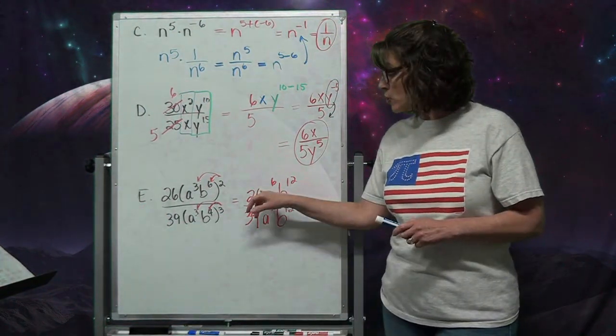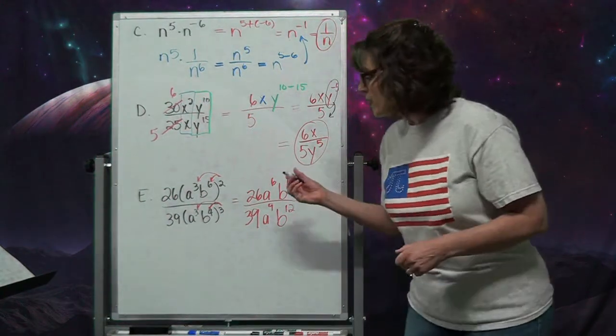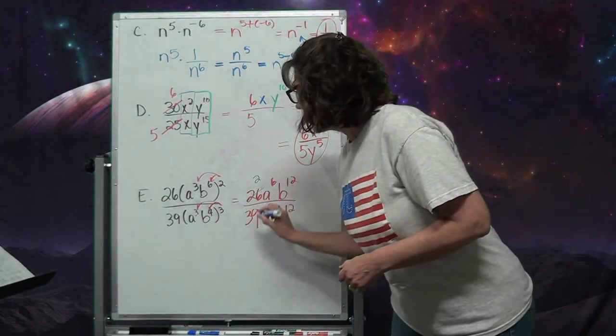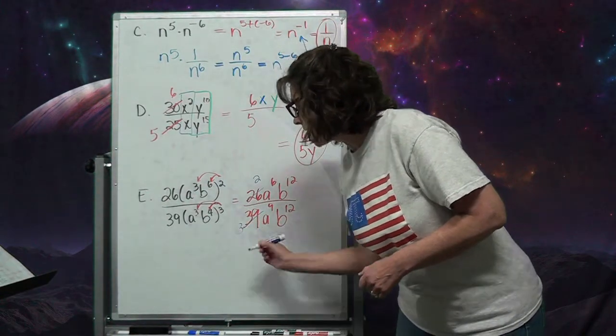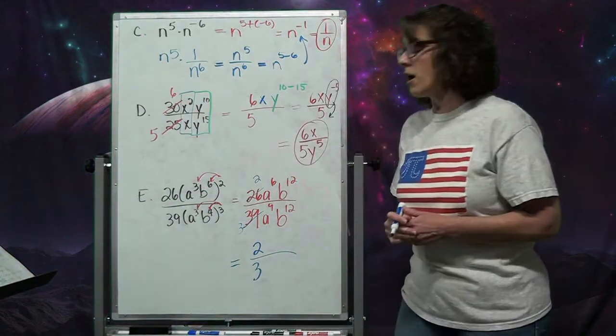What will go into both a 26 and a 39? Absolutely, a 13. 13 goes into 26 twice. 13 goes into 39 3 times. So I'm left with a 2 on that numerator and a 3 on that denominator.